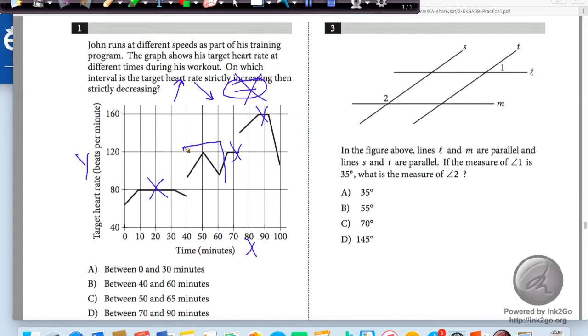It looks like this is going to be my best interval. This would fall to 40 as well as 60. So answer choice B is going to be my best answer. Okay, great. Let's move on.